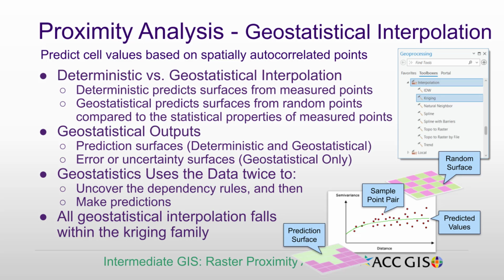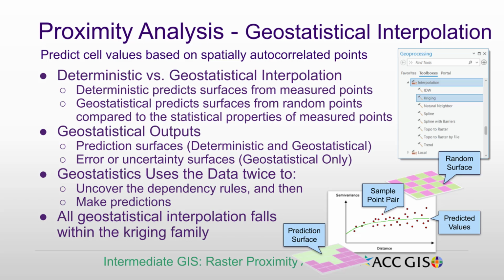Now, in addition to deterministic interpolators, we also use geostatistical interpolators that predict cell values based on spatially autocorrelated points. And again, what that means is points that are within close proximity to each other are most likely to be closer in value, and points that are spread out are less likely to be close in value. So deterministic versus geostatistical interpolators. Deterministic predicts surface from measured points. Geostatistical predicts surfaces from random points compared to the statistical properties of measured points. So rather than predicting a surface directly from the measured points as you do in deterministic, geostatistical analyzes the statistical properties of the measured points to then generate the surface.